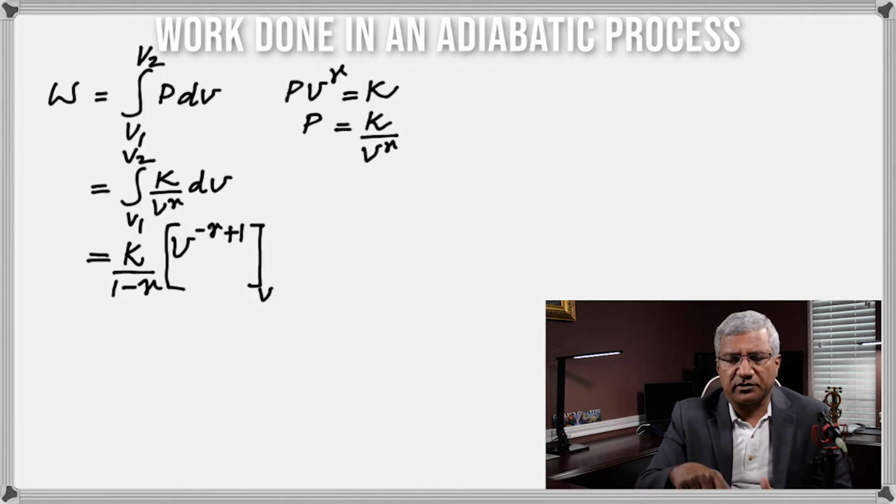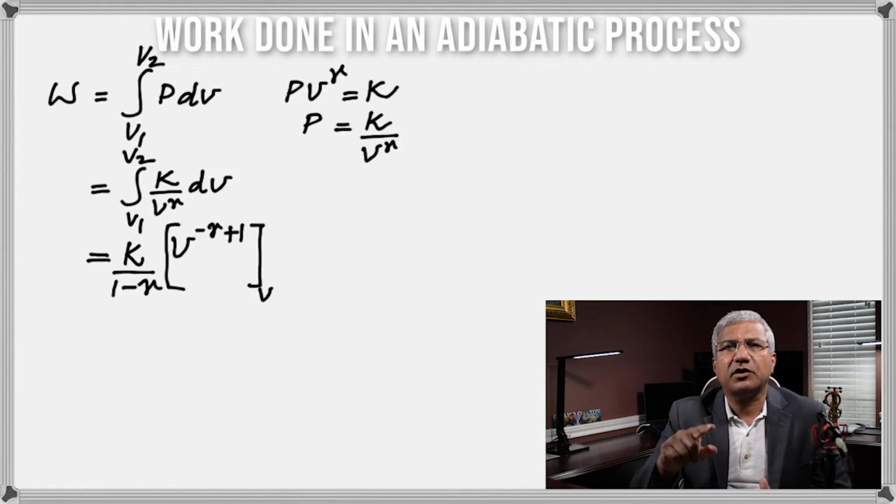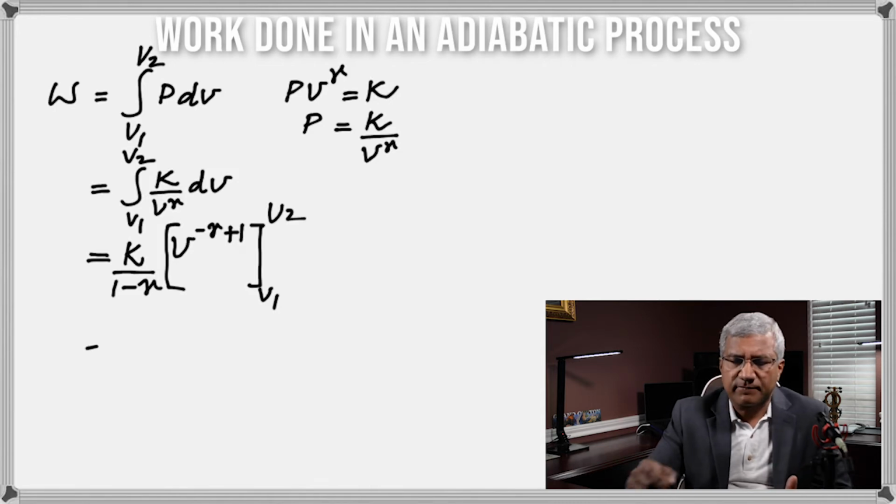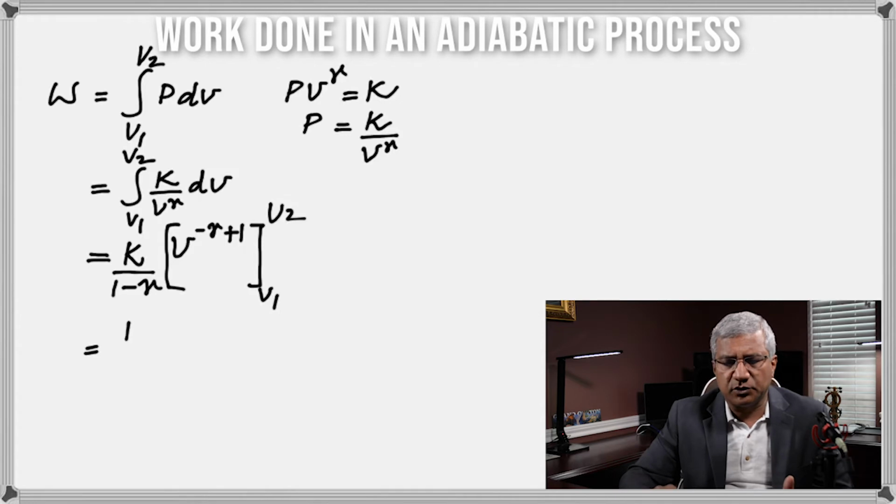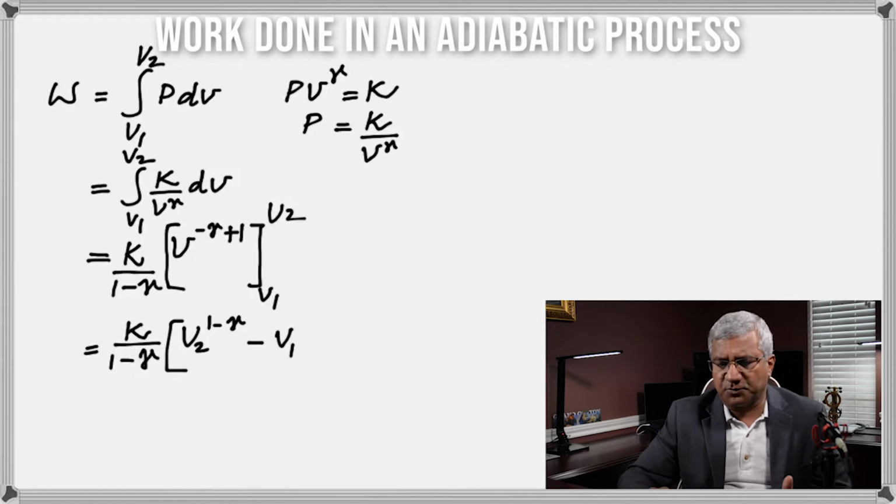Because in the numerator this will be V raised to minus gamma. So it's V raised to minus gamma plus 1 by 1 minus gamma, and then the limits V1 to V2. When we substitute the limits, all this outside is the same. Inside, we get V2 raised to 1 minus gamma, which is the same as minus gamma plus 1, minus V1 raised to 1 minus gamma.